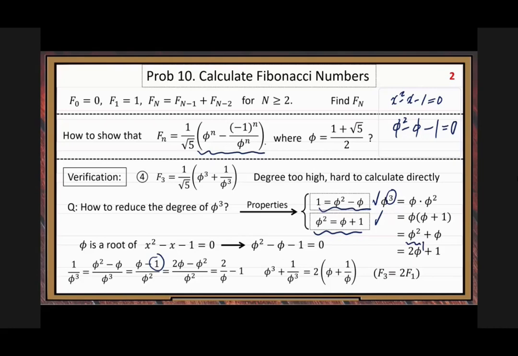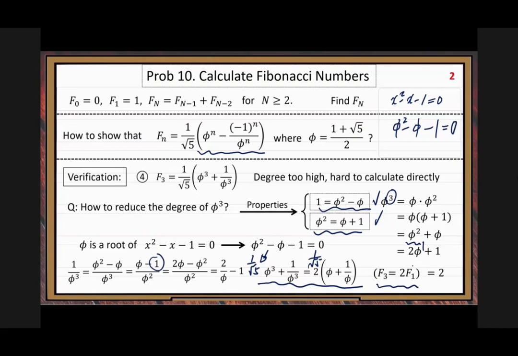F3 equals 2 F1. Just looking at this expression, but you multiply 1 over root 5 on both sides. Then what do you get? F3 equals 2 F1. And we know F1 is 1, so 2 F1 is 2. So you find the F3 value, that is 2.